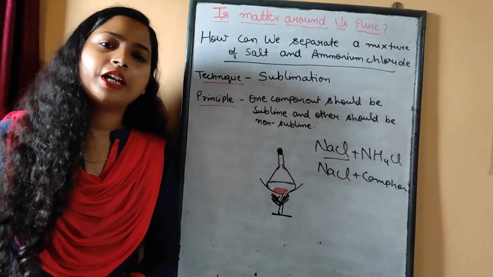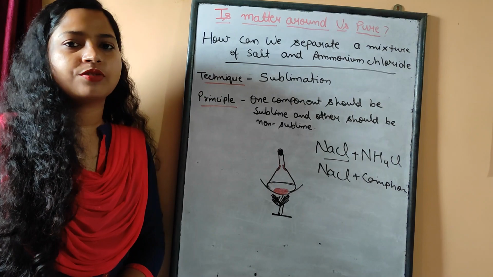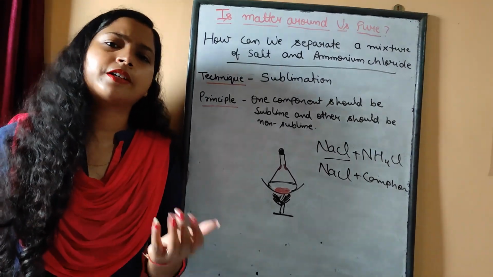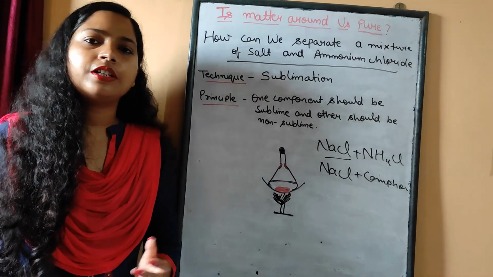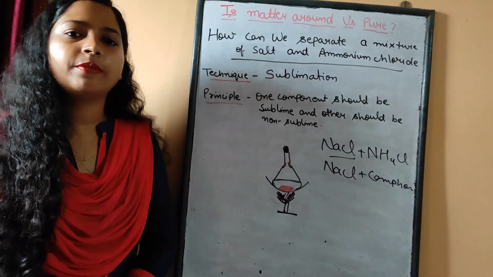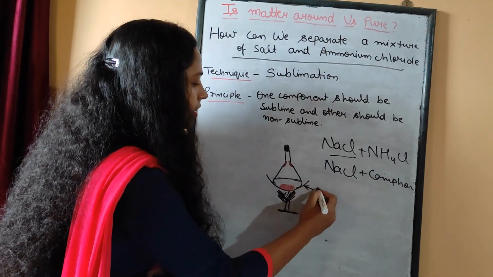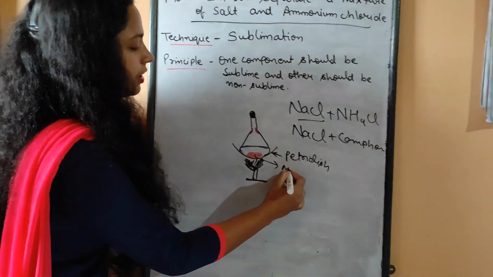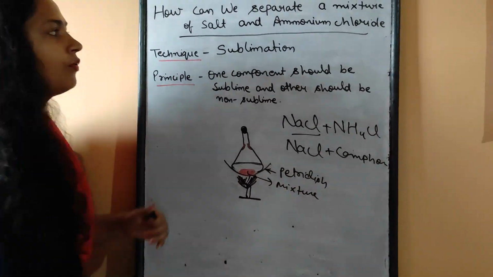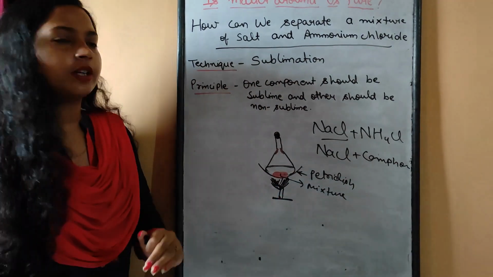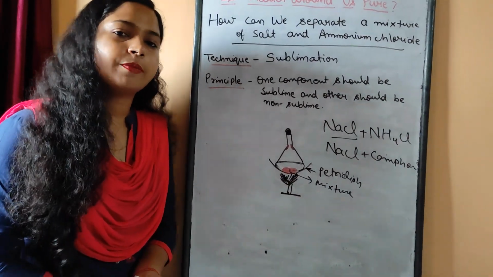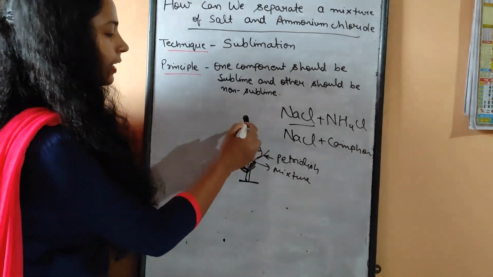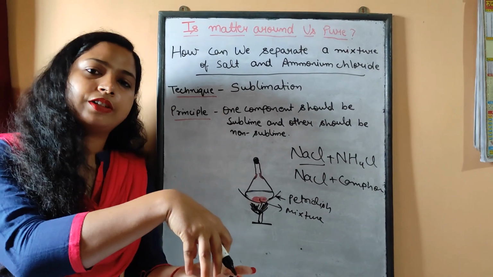Already you know about the apparatus which we use in our chemistry laboratory. So first we take a china dish, or you can say a petri dish. You can take a petri dish and put the mixture in that petri dish. If we have taken this petri dish, and this is the mixture of common salt and ammonium chloride, the mixture which we have to separate. Now we just keep this separating funnel inverted above the petri dish.